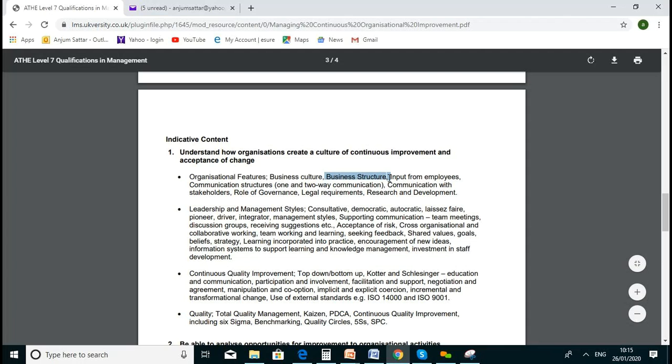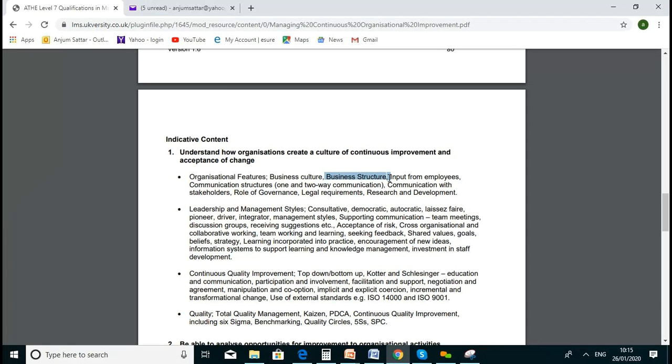Business structure: we can discuss different organization structures, flat structure, matrix structure, organization structure with clear roles and responsibilities. If we don't have clarity about who is responsible for what, it can create a mess in the organization. So for continuous improvement, we continue looking for clear roles and clear responsibilities. All this we'll discuss as well.